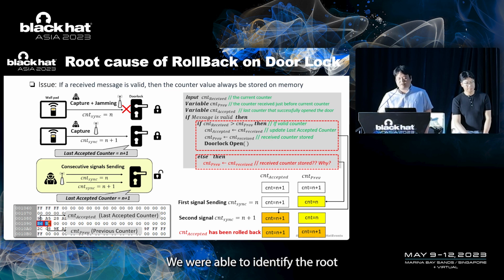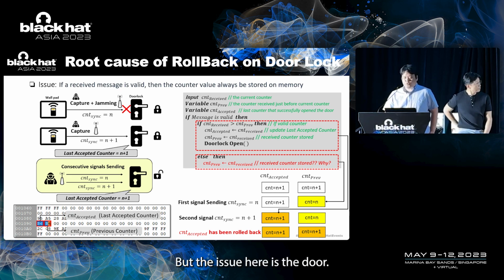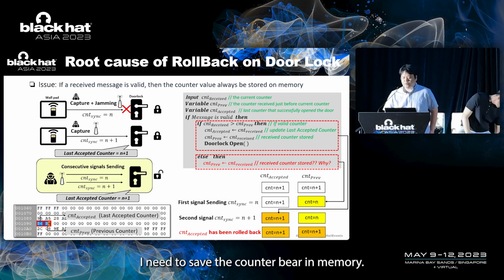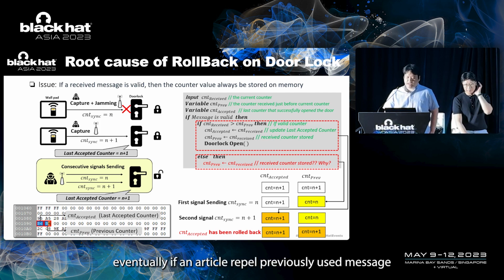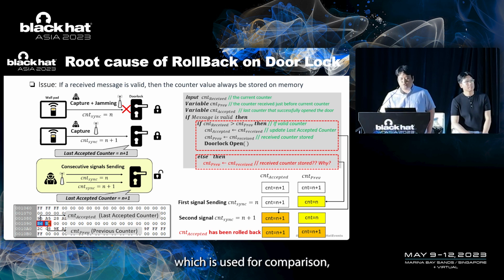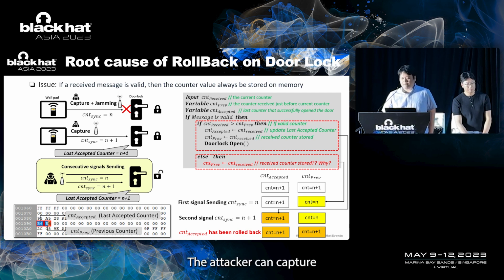We were able to identify the root cause of the attacks in the binary code. This product always keeps track of the last accepted counter, but the issue here is that the door lock needs to save the counter value in memory whenever a valid message is received. Eventually, if an attacker replays a previously used message, the door lock's counter variable, which is used for comparison, will roll back to the counter value of the replayed signal. So the second signal does not have to be strictly consecutive. The attacker can capture any subsequent unlock signal that unlocks the door and use it to unlock the door.